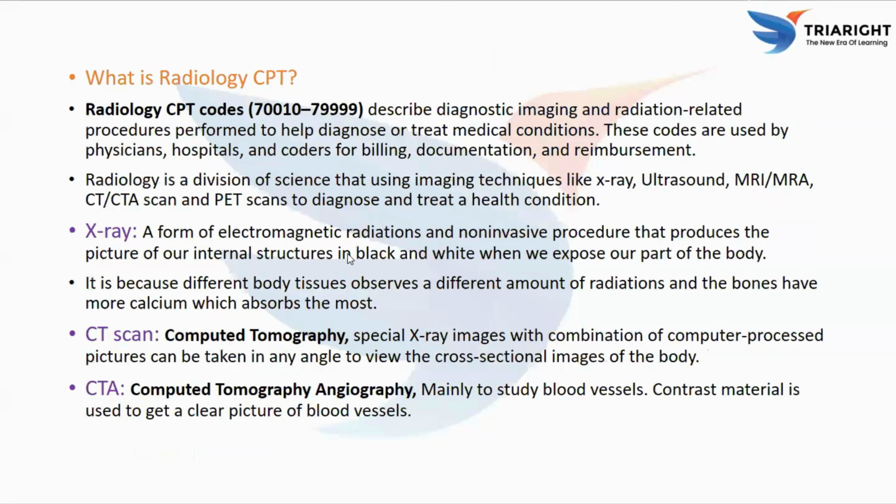And what is radiology CPT? So what is the big concept here? Radiology CPT codes range from 70,010 to 79,999. Generally it's the 70K series. They describe diagnostic imaging, image guided procedures and radiation based treatments. They are used by physicians, hospitals and medical coders. So what is the purpose of radiology CPT? Billing, documentation and reimbursement. And radiology as a medical specialty.